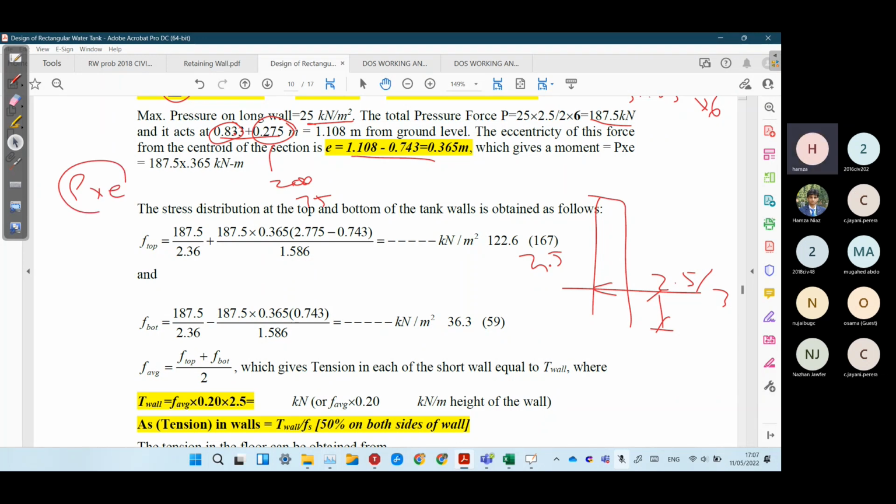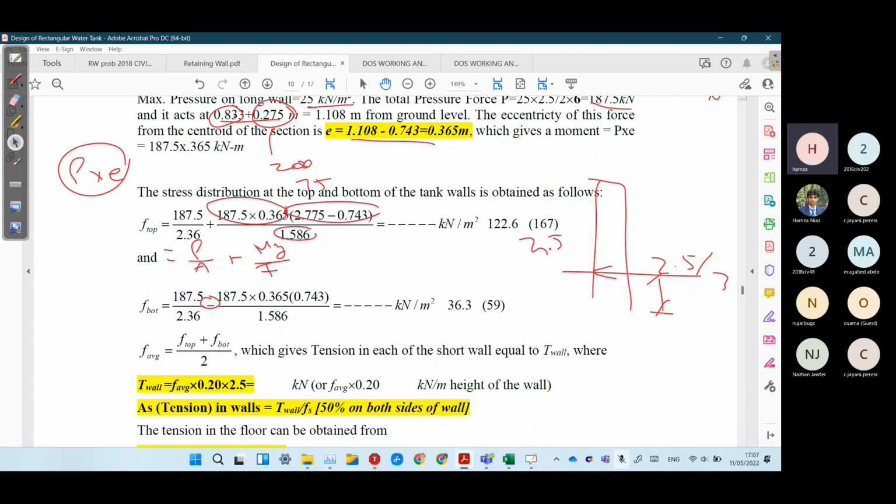This is just like how we calculate the bearing pressure in retaining walls. P over A plus My over I, and here is P over A minus My over I. Only the minus sign is different. This is M, this is I, and this is Y. Y is the distance from neutral axis to the extreme fiber. So neutral axis at 0.743, extreme fiber is 2.7.